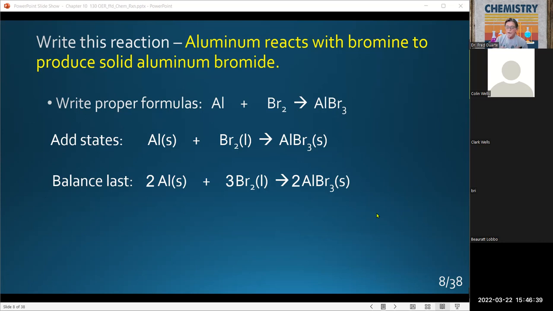When you do that, note the relationship between aluminum and bromine. It's a 2 to 3 relationship. Note the relationship between aluminum and the product aluminum bromide is a 2-to-2 or a 1-to-1 relationship. And the relationship between bromine and the product is a 3-to-2 relationship. So in this case, you have a total of 2, 4, 6 coefficient ratios that you can write for these 3 different relationships.